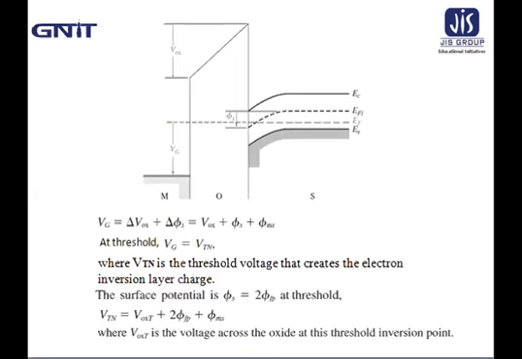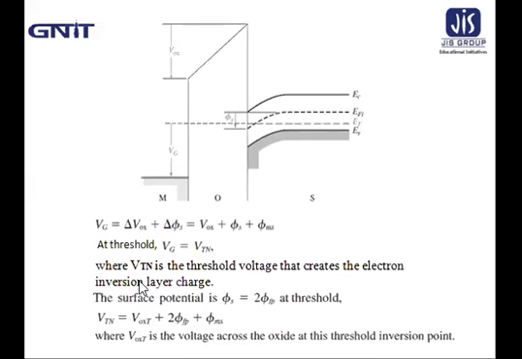Now this Vtn equals Voxt plus 2 phi Fp plus phi ms. That is, Vtn equals Voxt plus 2 phi Fp plus phi ms. Voxt is the voltage across the oxide at this threshold inversion point.